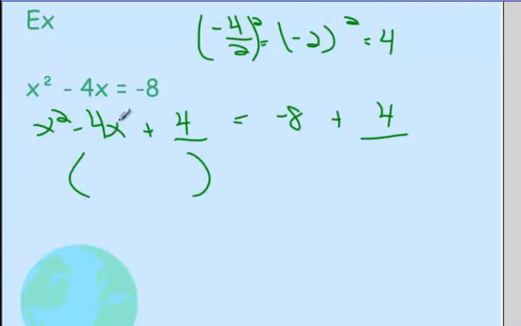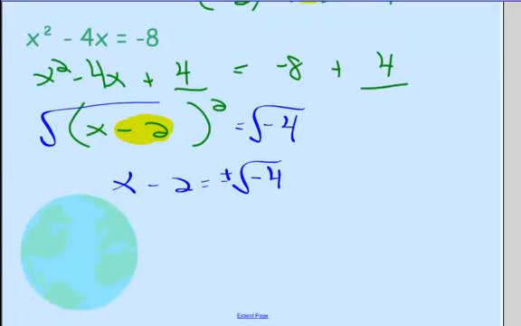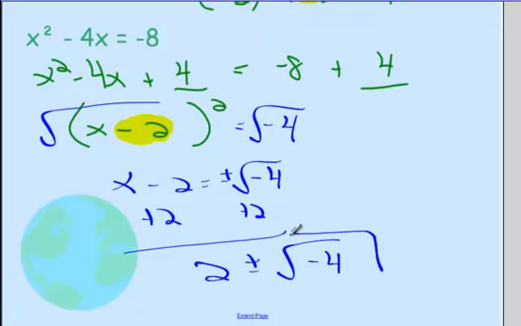The reason is, I want to write a perfect square trinomial, so I can write x minus 2 squared. Remember, I'm always going to use this value before I square it to create the binomial squared. This is now equal to negative 4. So x minus 2, if I take the square root of both sides, is equal to plus or minus the square root of negative 4. I'm going to add 2 to both sides. So 2 plus or minus the square root of negative 4. That's what x equals.